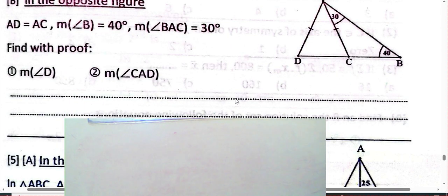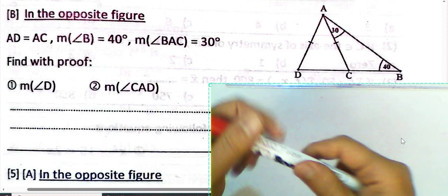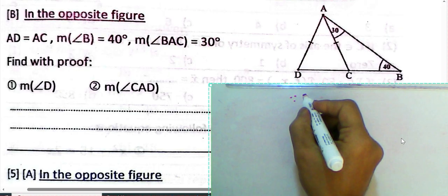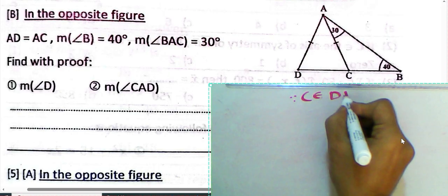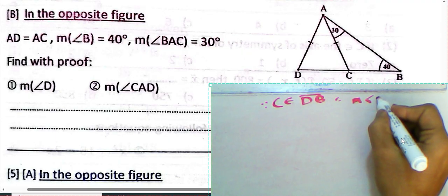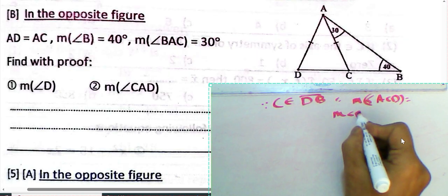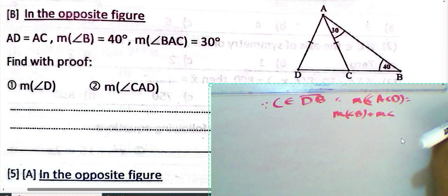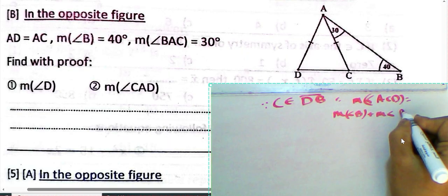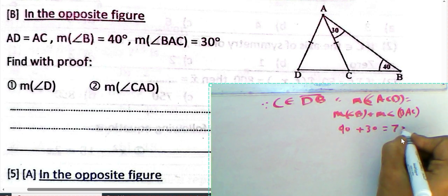In the opposite figure, we want to find the measure of angle D. We have an isosceles triangle. The first step is to find the measure of angle C. Look here at the steps. Such that C belongs to the line segment DB. Then the measure of angle ACD is equivalent to the measure of angle B plus the measure of angle BAC. We can write 40 plus 30 equals 70 degrees.